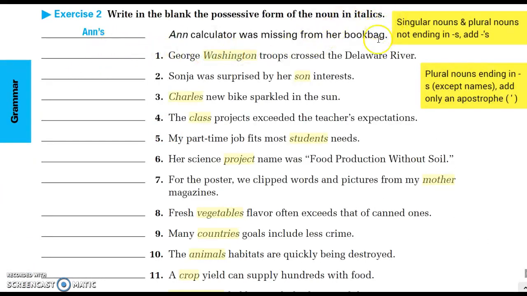Let's look at exercise 2. So I've given you some hints over here on the side. The first example is already done for you. The directions ask you to write in the blank the possessive form of the noun in italics. I've highlighted the italicized nouns for you. The first one is George Washington troops crossed the Delaware River. Because it's a name, I already know that the only thing I can do is add an apostrophe and an s.